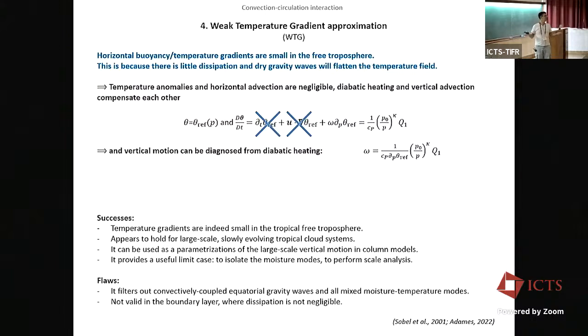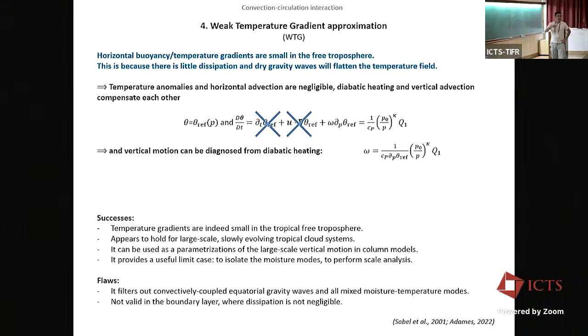So it filters all the gravity waves, right? Because it neglects the temperature anomaly. And so to isolate moisture modes in a system, they're quite efficient. But that's also one of their problems. We won't be able to have convectively coupled gravity waves with these types of assumptions or simplifications.